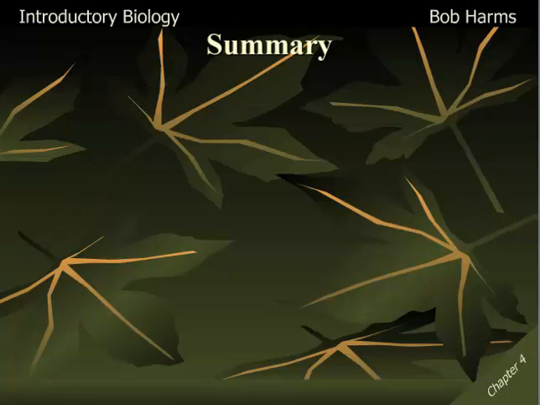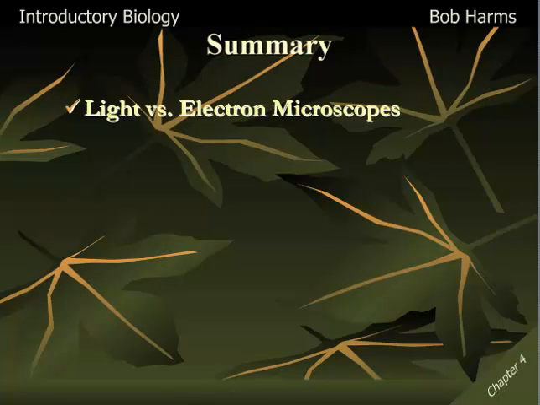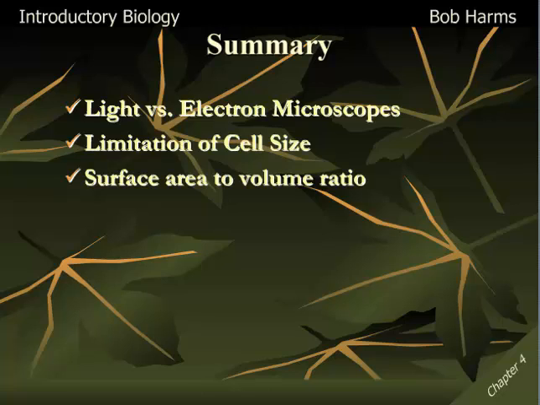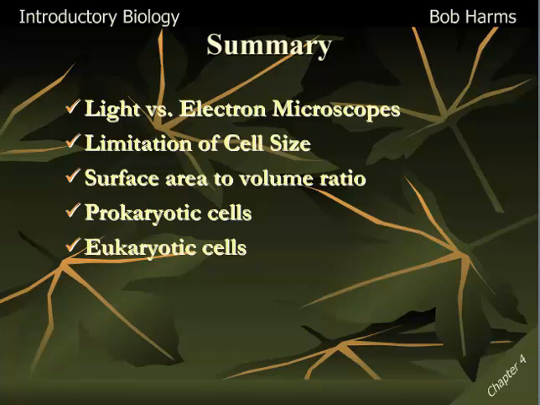To wrap up our cell introduction then, we compared our tools for looking at cells, our light versus our electron microscopes, some advantages and disadvantages of each. We've talked about the limitation of cell size and that idea of surface area to volume ratio, and that as cell size increases, that surface area to volume ratio decreases, and that's the main factor keeping cells microscopic. And then we talked about our prokaryotic cell characteristics, looked at a little diversity and some examples there, and then we finished off with our eukaryotic cells, their characteristics, and some examples of diversity there as well.